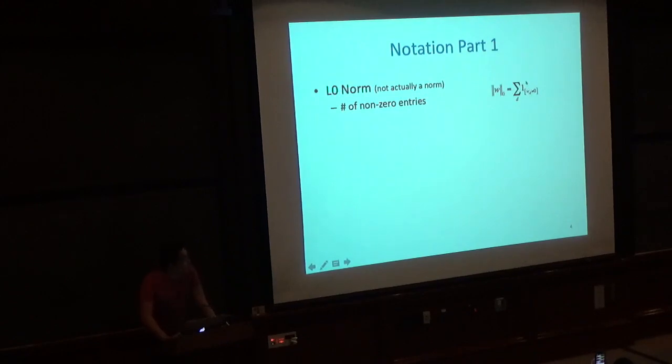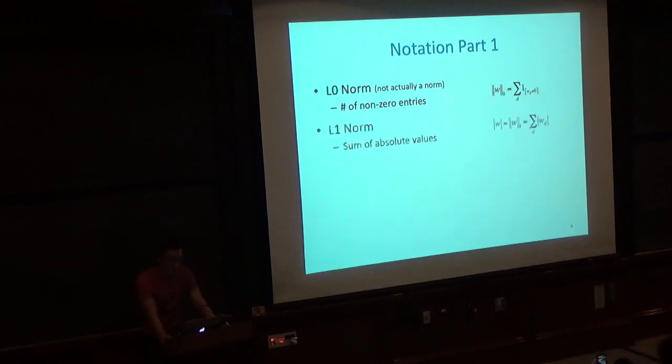So this is an indicator function. It's 0 if the indicator clause is not satisfied, and it's 1 if the indicator clause is satisfied. So it's 1 if each entry is non-zero, and you sum that up. The next norm we're talking about is the L1 norm. The L1 norm is the sum of absolute values. You just loop through all the entries of your weight vector, and you take the sum of the absolute values of those entries.